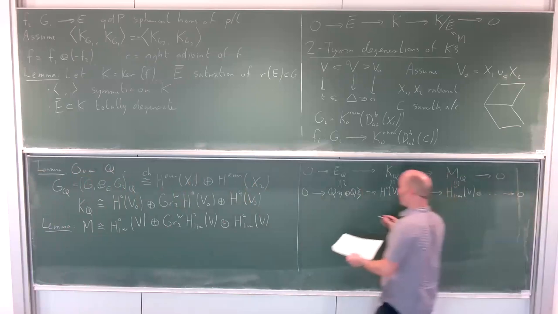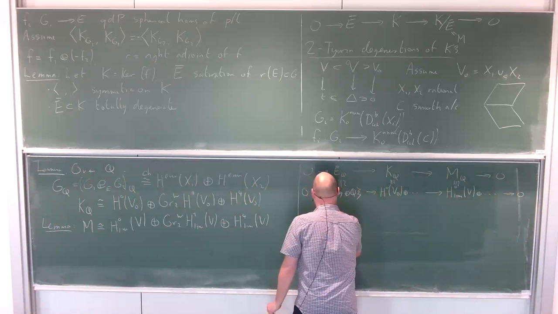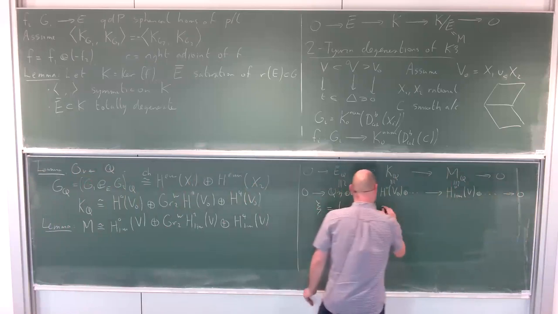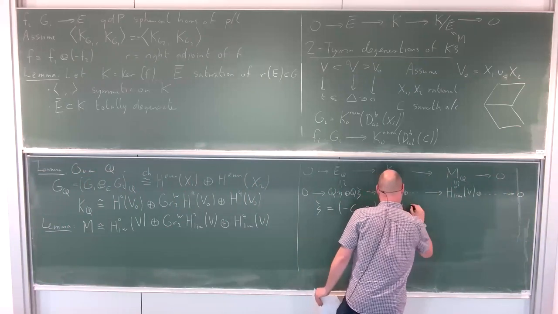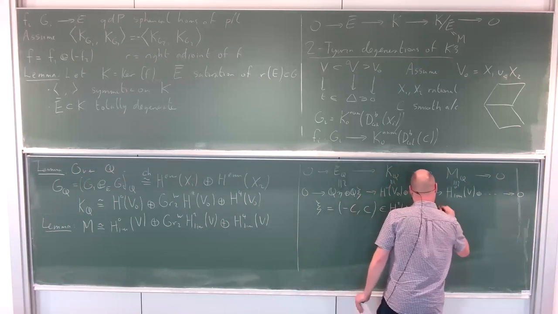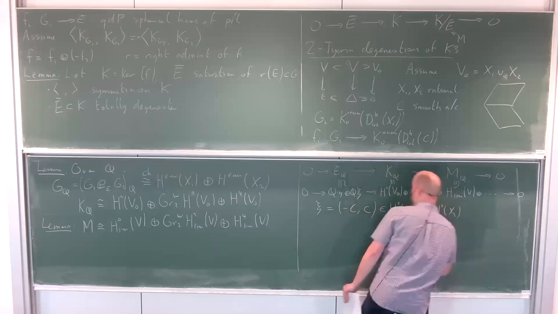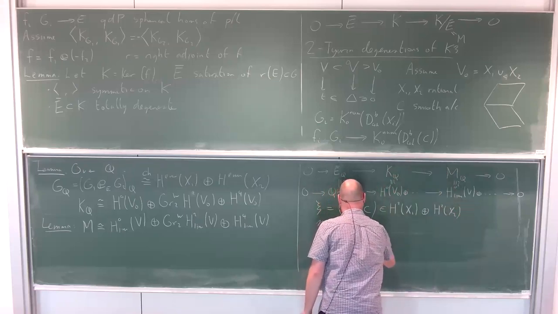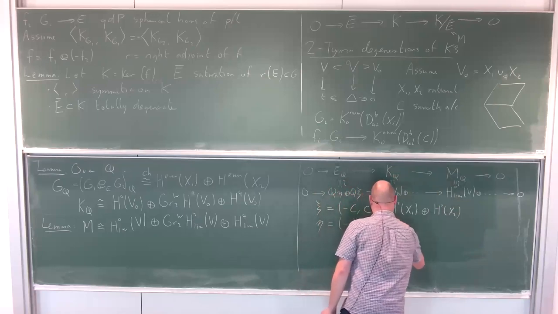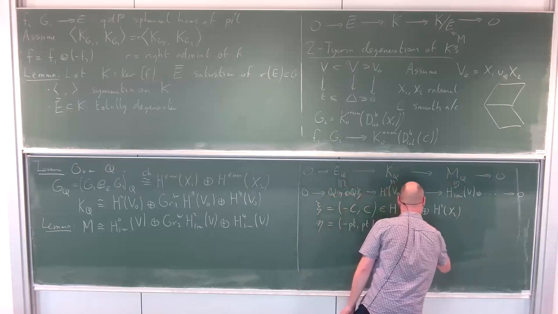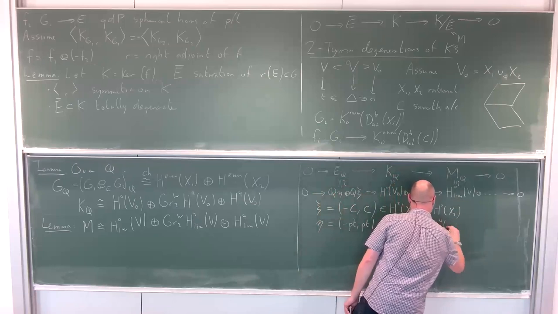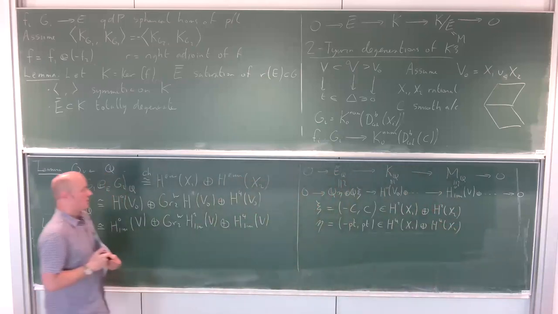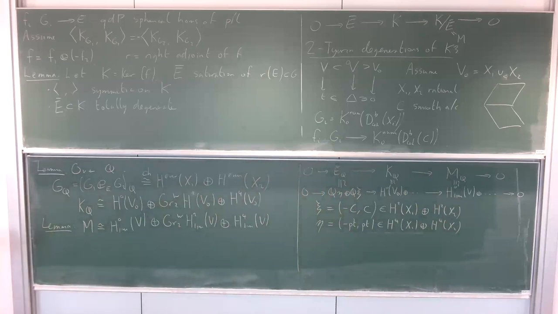I can tell you what xi and eta are. Xi is the class of minus c, c in H2(X1), direct sum H2(X2), and eta is the class of minus a point in H4 of X1, direct sum H4 of X2. So these are sort of very nice identifiable things.